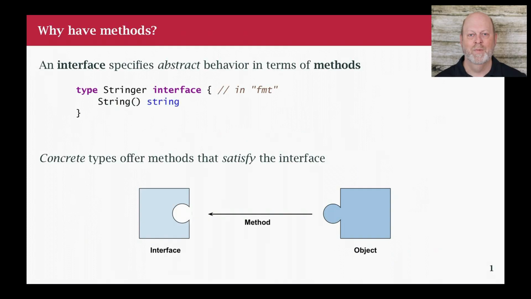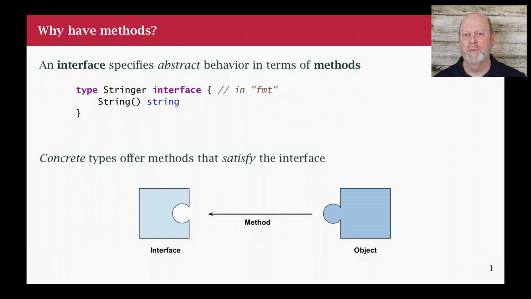In this section I'm going to get into object-oriented programming, and I'm going to start by talking about methods and interfaces and how they work together in Go. So what are interfaces and methods all about?